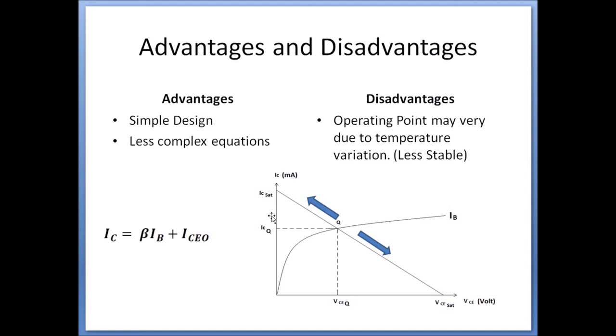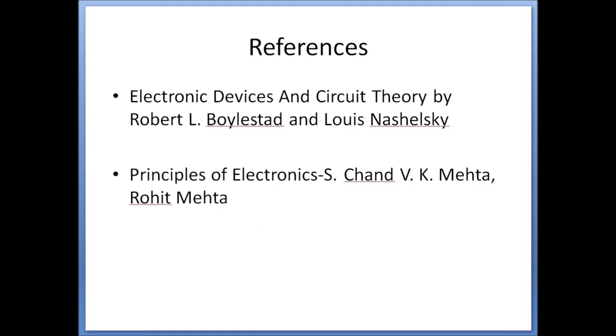So this is all about BJT biasing and the fixed bias configuration. In our next lecture, we will understand about the emitter bias configuration.